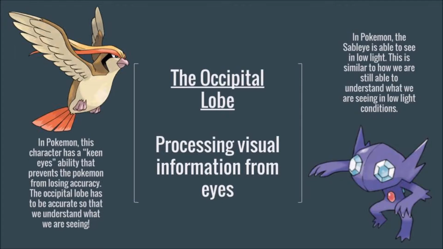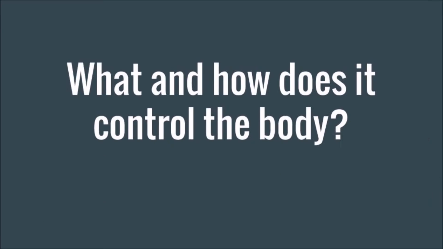In the Pokemon on the left, the character has a Keen Eye ability that prevents the Pokemon from losing accuracy. The occipital lobe has to be accurate so that we understand what we are seeing. On the Pokemon on the right, the Sableye is able to see in low light. This is similar to how we are still able to understand what we are seeing in low light conditions.